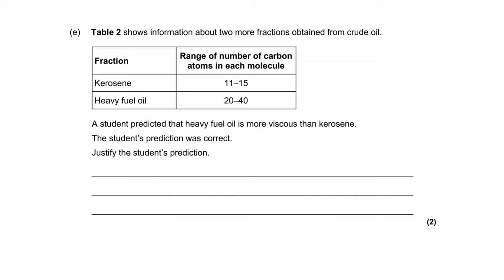Table 2 shows information about two more fractions obtained from crude oil. And so we've got kerosene and heavy fuel oil, and we're told how many carbon atoms are in a typical molecule of kerosene and fuel oil.